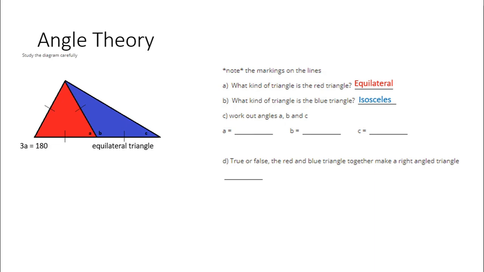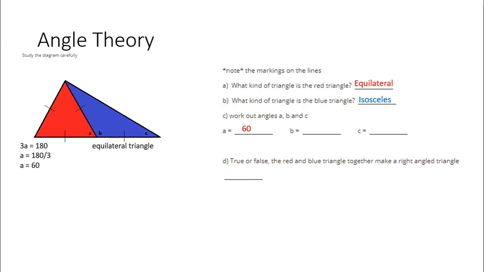All of those angles will be A. So that means that there are 3 angle A's that need to add to make 180. Or A on its own is 180 divided by 3, which means A is 60. So A is 60 degrees.